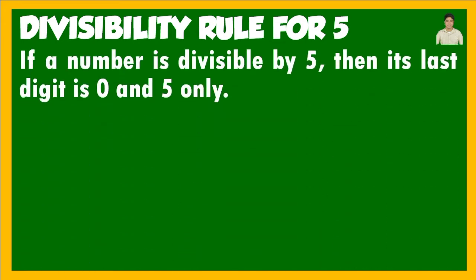So, if a number is divisible by 5, then its last digit is 0 and 5 only. Okay, so ayan. Very specific naman siya dito kasi dalawa lang dapat yung maging last digits ng number para masabi natin na divisible by 5. Kailangan nag-e-end lang po sa 0 o kaya naman 5.